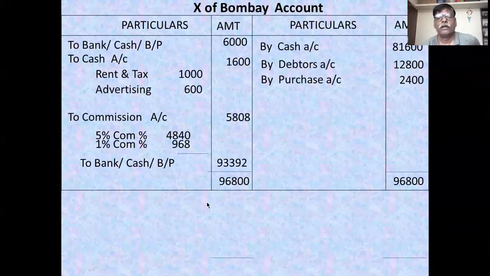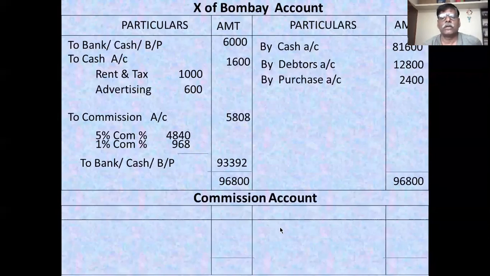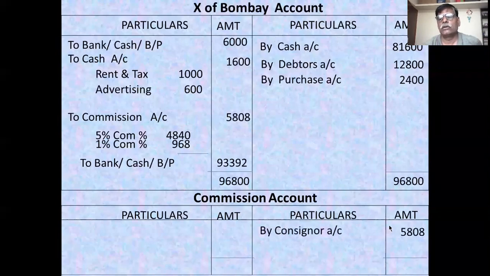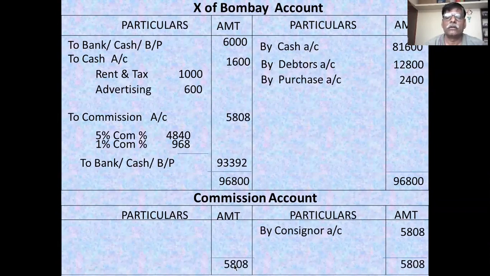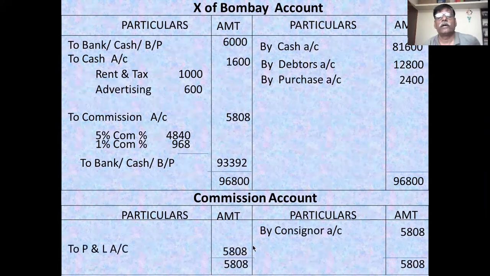Remember this. In the consignee's books he prepares the commission account. In the commission account, by consignor, you write the total commission. On the debit side, you write bad debt if del credere commission is given. Otherwise, you close the account and transfer to P&L account. So the amount transferred to P&L account is 5,808. Commission goes to the P&L account of the consignee.